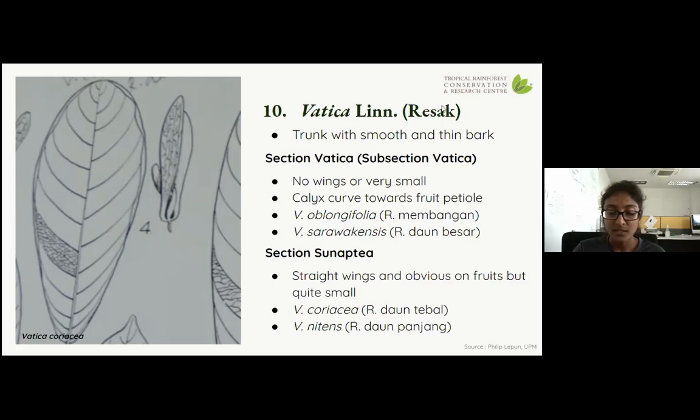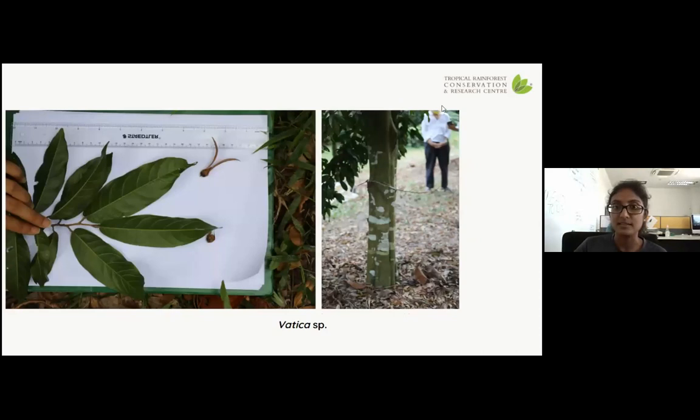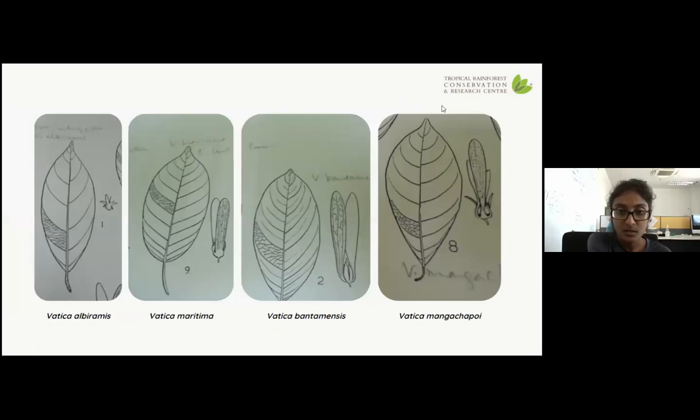So as you can see in this photo of a Vatica species, the tree trunk has the texture that we mentioned. It's quite smooth. And more examples of Vatica species.